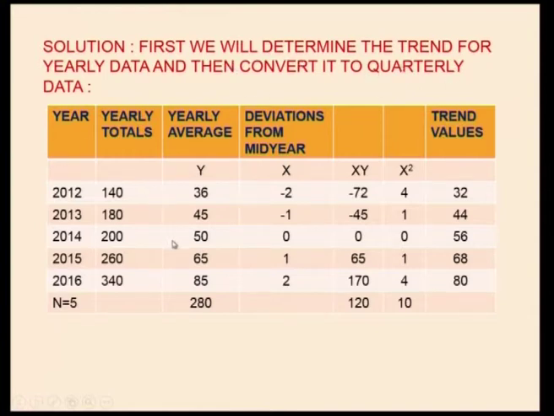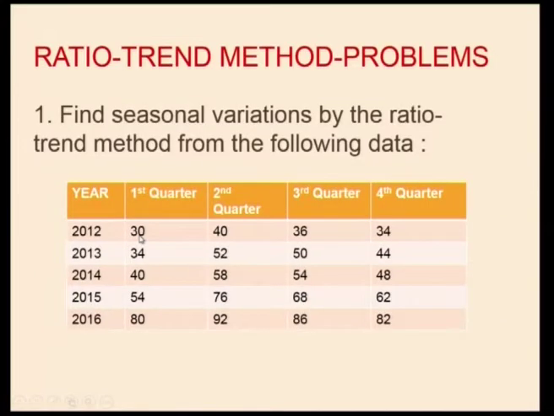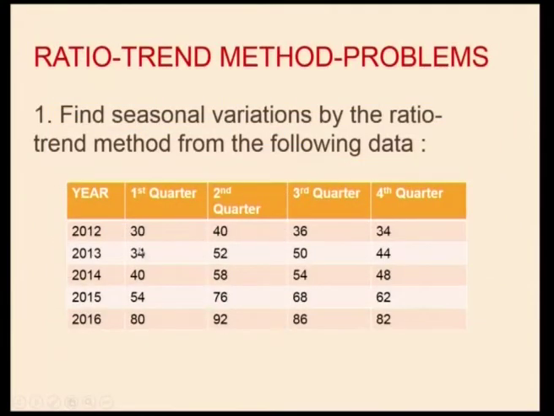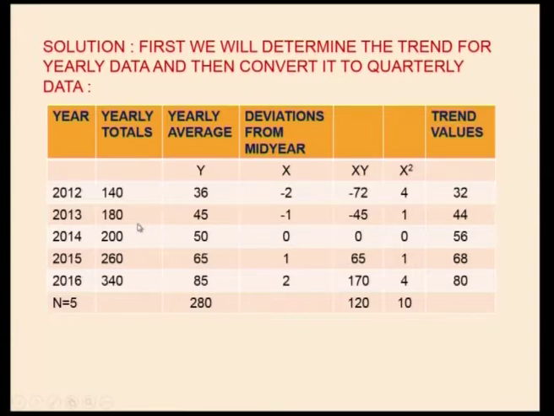So from the following table, he has given the year in the first column, 2012 to 2016, and the number of years is 5, and yearly totals. If you add all the first year's values, you get 140. That is, for 2012, 30 plus 40, 70, 70 plus 36, 106, 106 plus 34, 140. So we get 140 here. Similarly for 2013, it is 180. So you have to add 34, 52, 50, 44. So we get 180. For 2014 we get 200, and for 2016 we get 340.